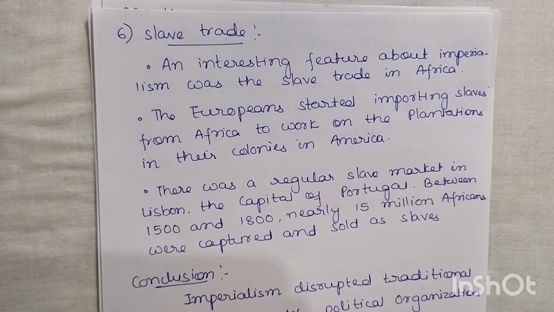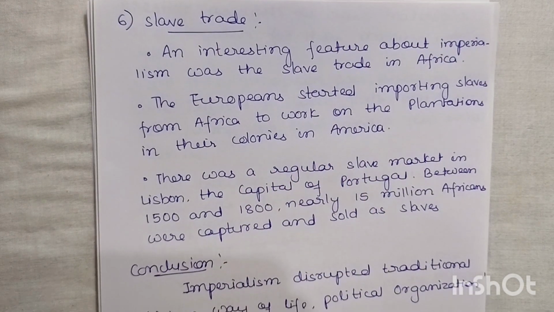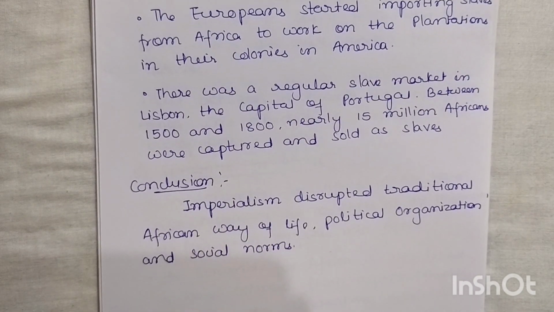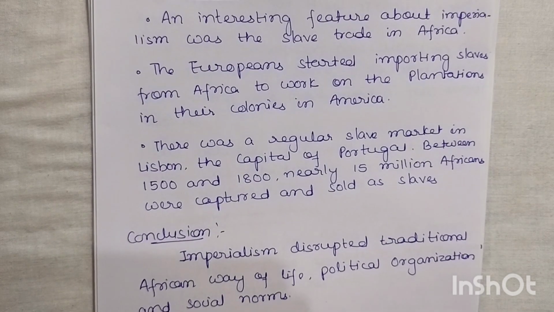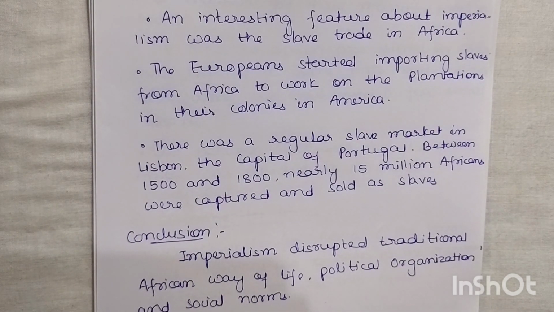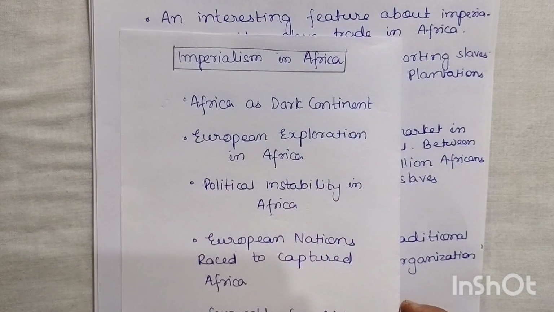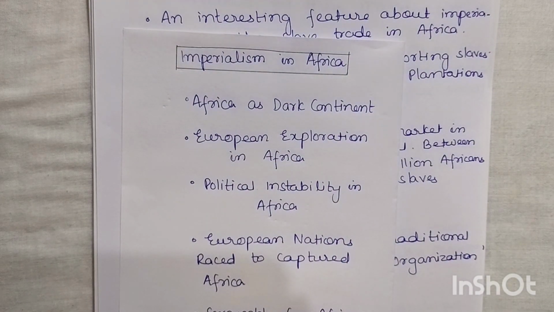There was a regular slave market in Lisbon, the capital of Portugal, between 1500 and 1800. Nearly 15 million Africans were captured and sold as slaves. In this way, imperialism began in Africa. These are the stages.